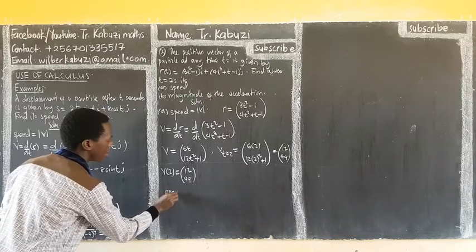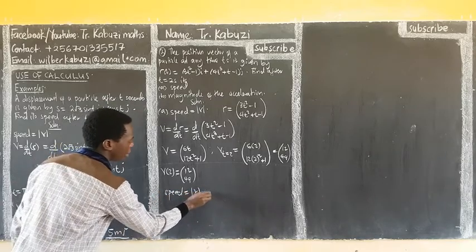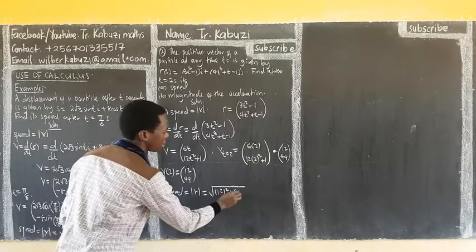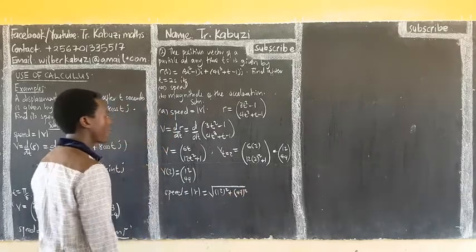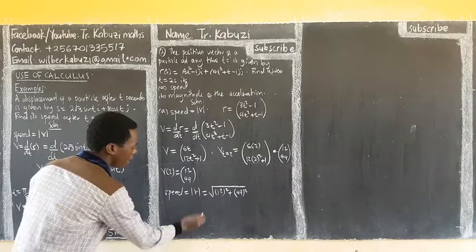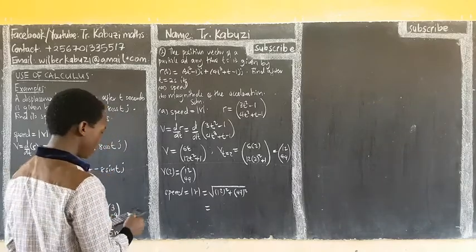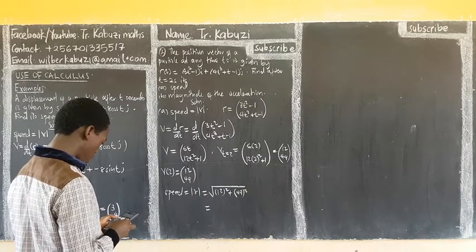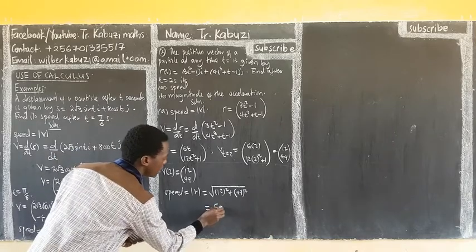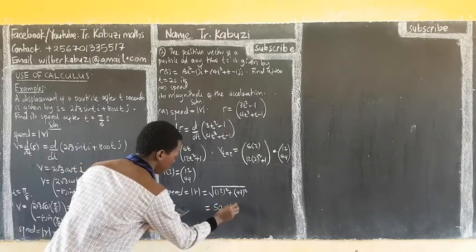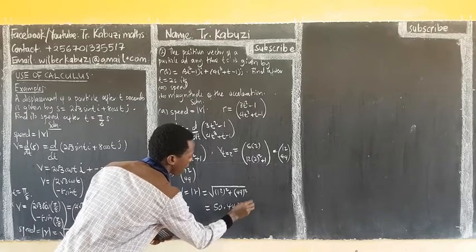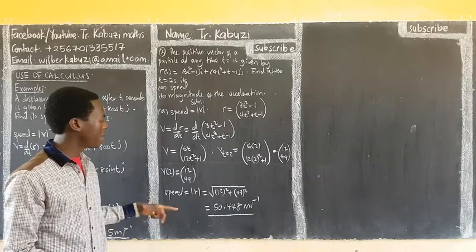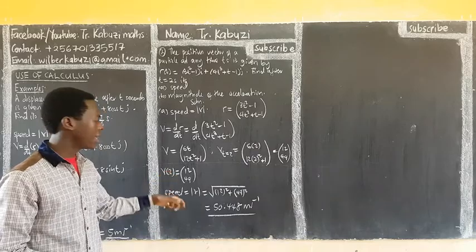Now I can get the speed. Remember, our speed is the magnitude of v, which will be the square root of 12 squared plus 49 squared. This will give me 50.448 meters per second. That's going to be our speed. As simple as that.